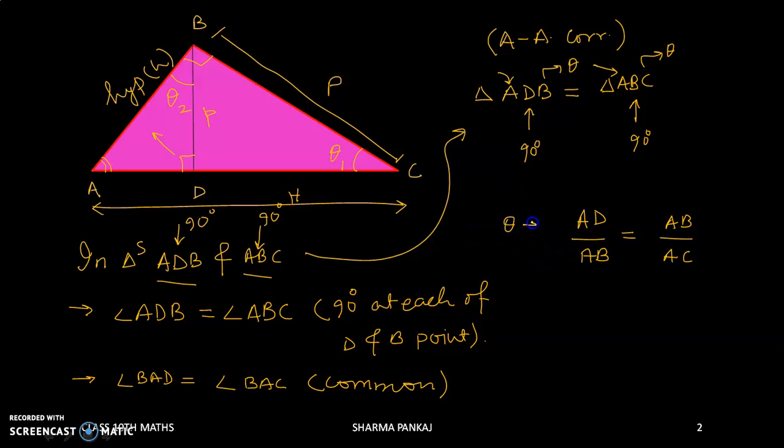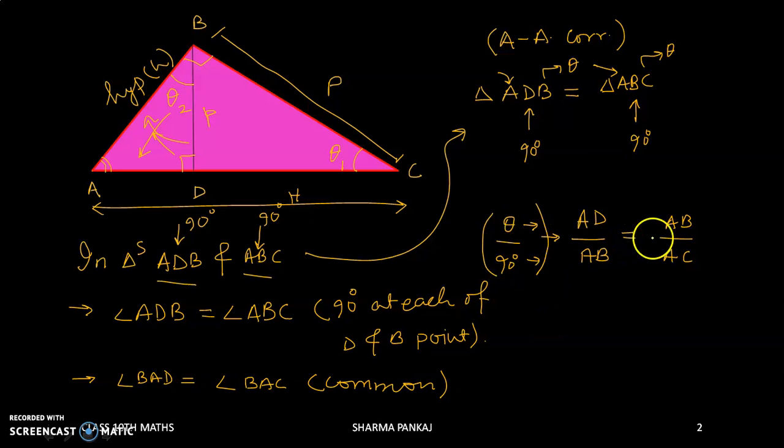AD is opposite to the theta 2. See this. AD is opposite to the theta 2 or theta. And AB is opposite to your 90 degree angle. This is your 90 degree angle. So this is going to help you a lot.